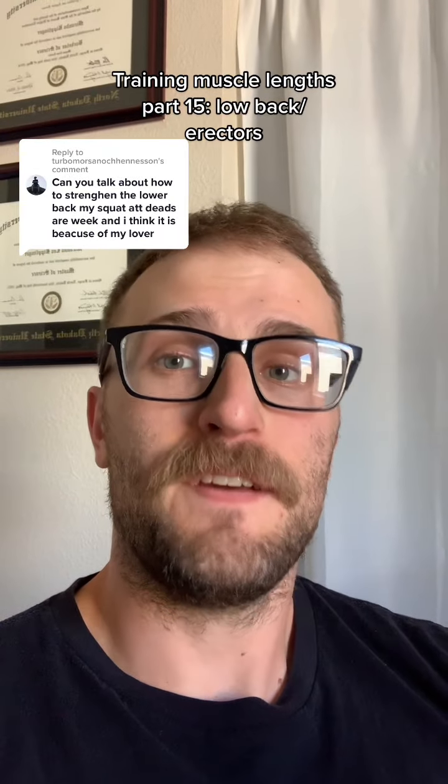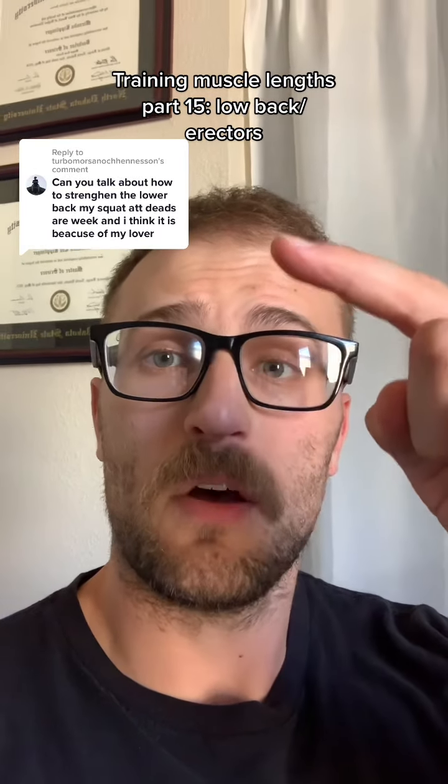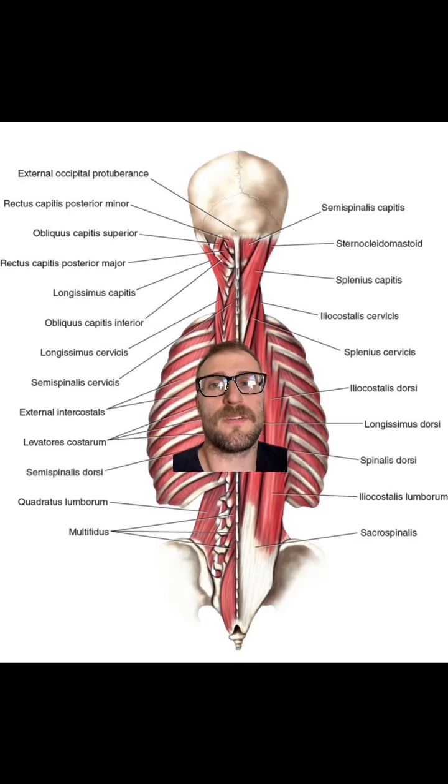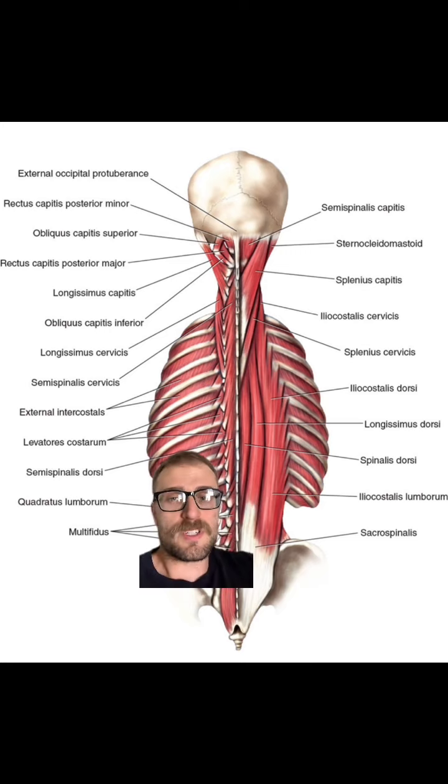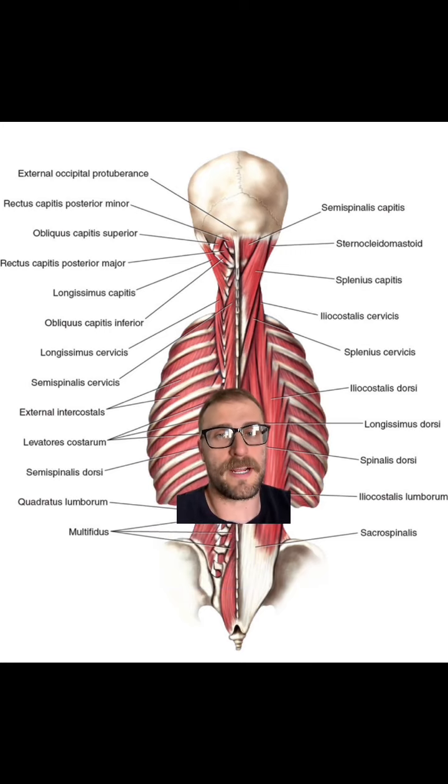Welcome back to part 15 of training muscle lengths, the low back. As you can see from this figure, there are a ton of little nitty-gritty muscles on the backside of the torso. We're going to focus on these three big ones here, the spinalis, the longissimus, and the iliocostalis, which collectively we refer to as the erector spinae muscles, or erectors for short.